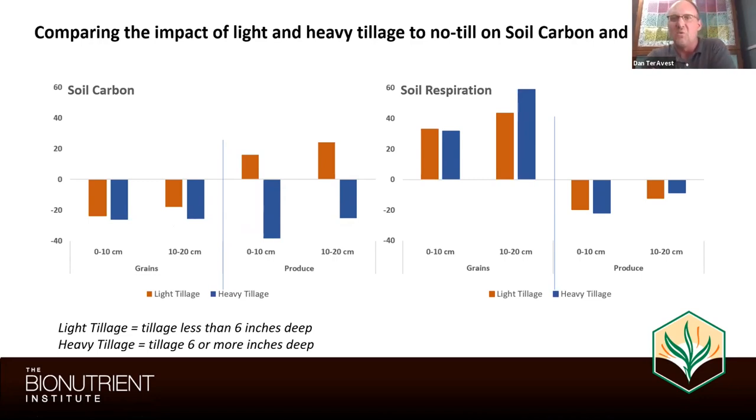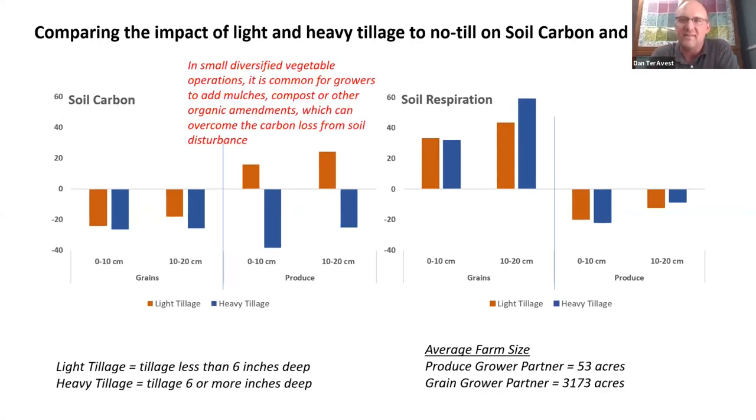And one of the things I think is happening is that in a lot of the small-scale diversified operations we're working with, produce growers are adding a lot of amendments, right? They're putting mulch down, they're putting compost down, other organic amendments. So you're no longer in a system where residue is the only source of organic material. And so these farmers are able to add enough carbon through these amendments to offset what may be lost through tillage. So you see a net benefit.